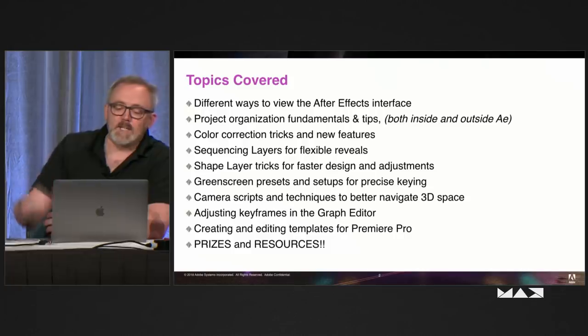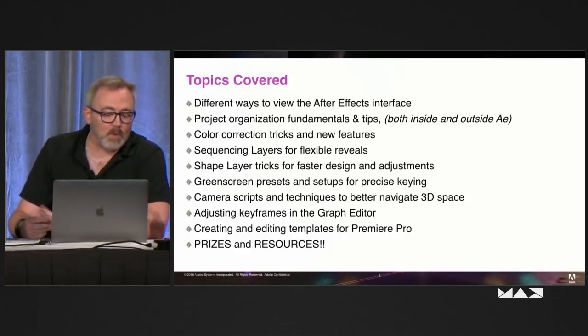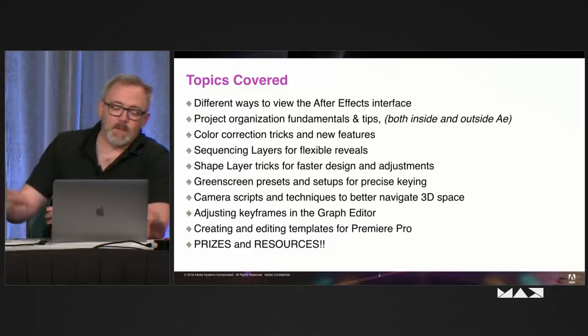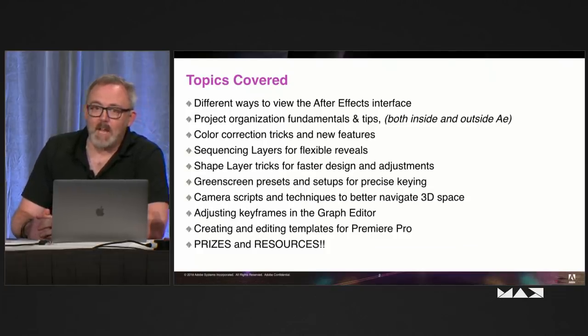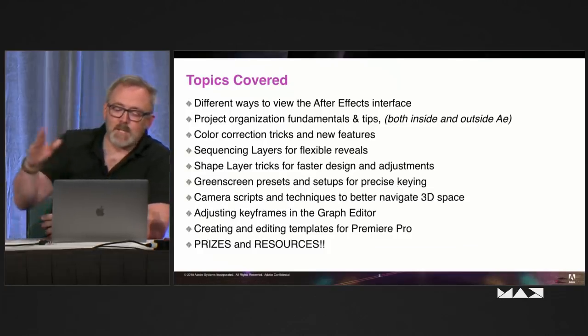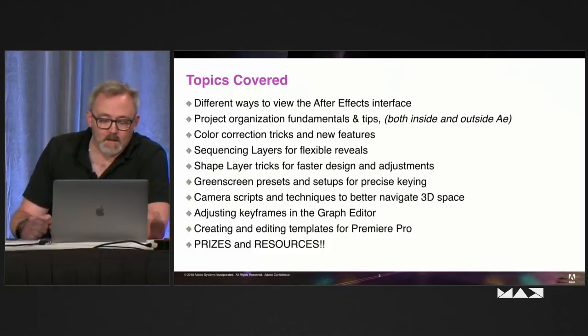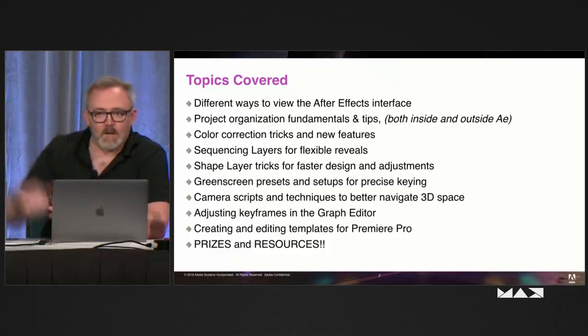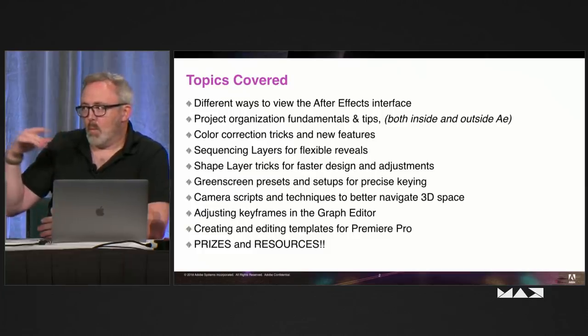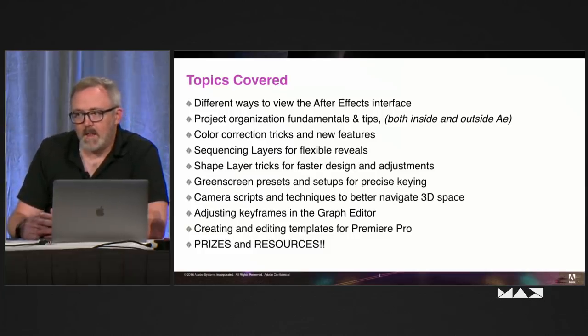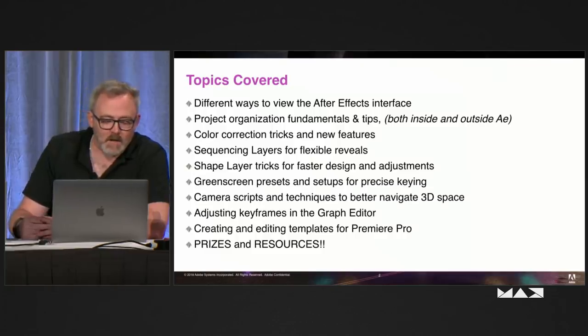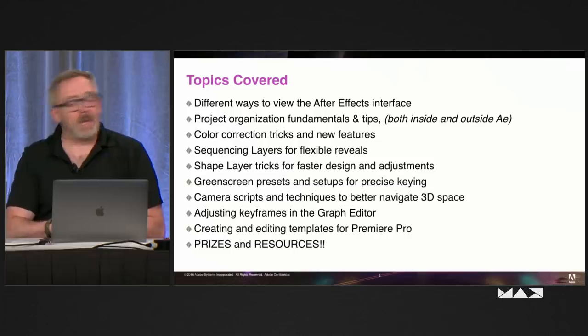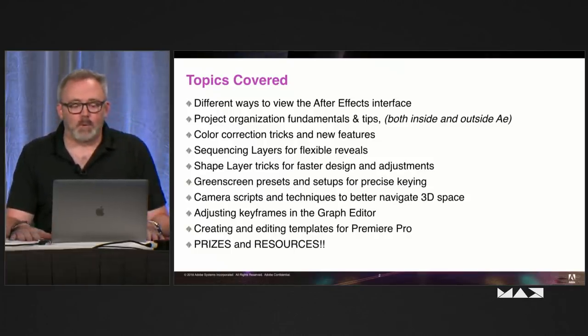We'll talk about some green screen presets and setups for precise keying. We'll get into some camera scripts and techniques to better navigate 3D space. We'll talk about adjusting keyframes in the graph editor. I'll show you how to animate multiple layers all together using one series of strokes within the keyframe editor or the graph editor. And then we'll be creating and editing some templates for Premiere Pro. And then of course, we're going to end with some prizes and some resources that you might want to check out.